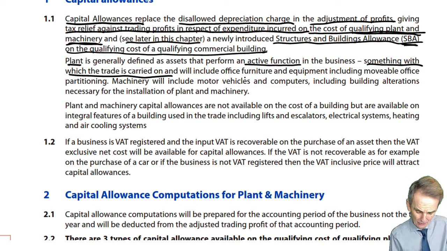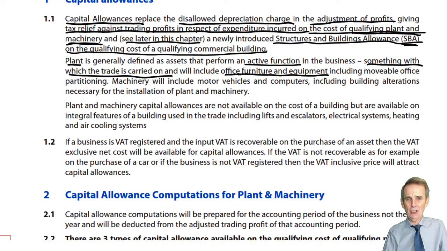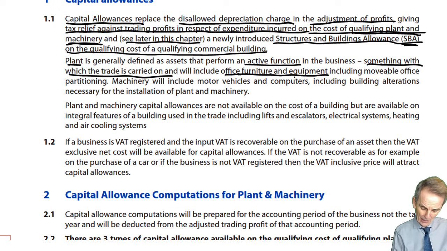And it will include office furniture and equipment. So we're not just thinking about, when you think about plant and machinery, you probably think about something in a factory, in an industrial landscape. But it isn't just that. Obviously, it will. The plant and machinery in the factory, in the warehouse, that will be available. But here, office furniture and equipment, including movable office partitioning. That's an odd one to put in as an example.